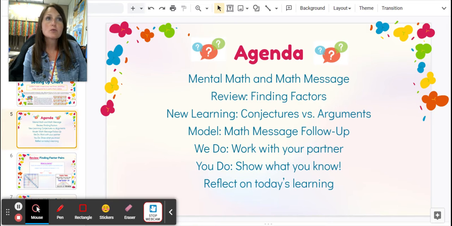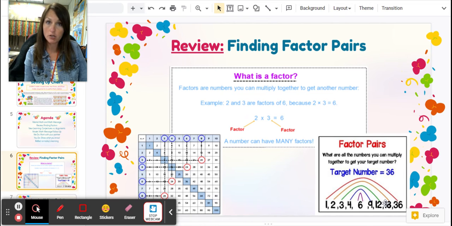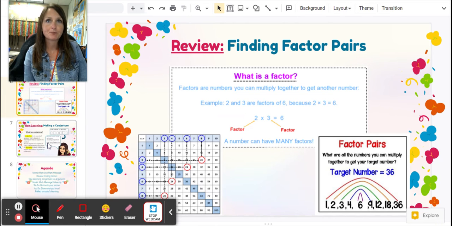Okay, so let's review what finding factors are, and then our new learning today is going to be conjectures versus arguments. So remember, factors we've talked about several times now, that when we talk about factor pairs, it's the numbers that you multiply together to equal your product. So like 6 times 6 equals 36. 1 times 36 equals 36. So all of these numbers here are all factors of 36.